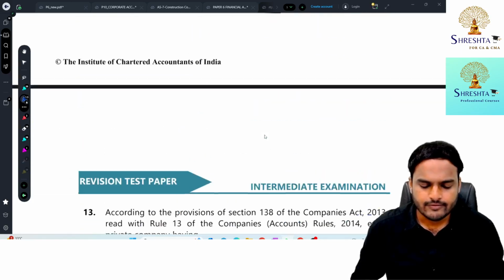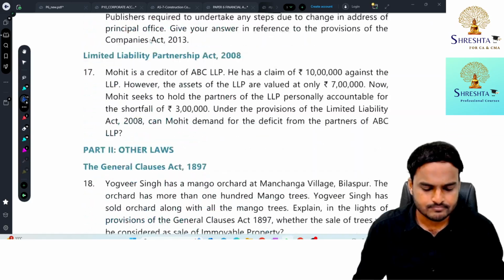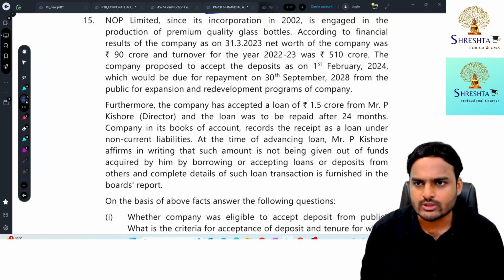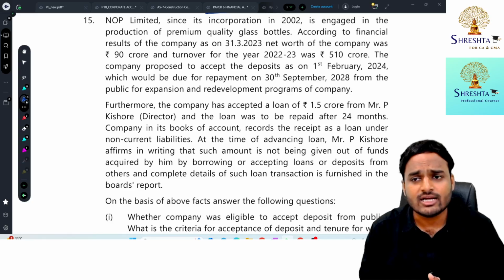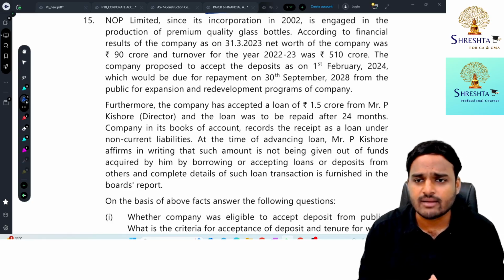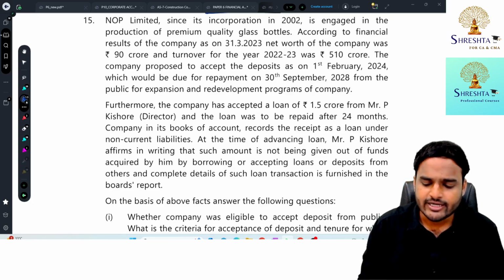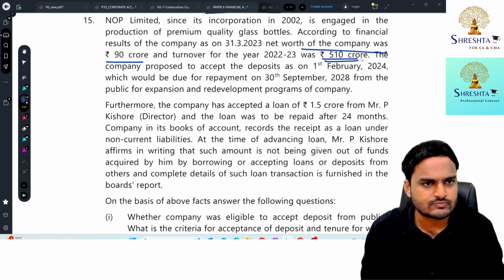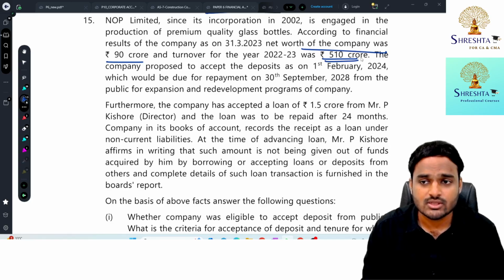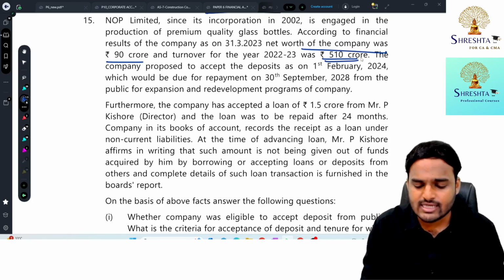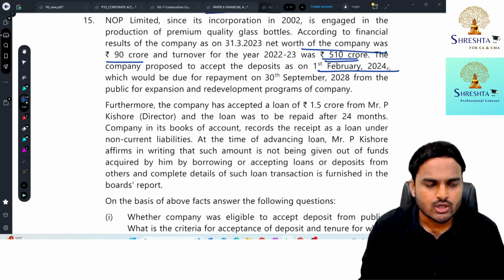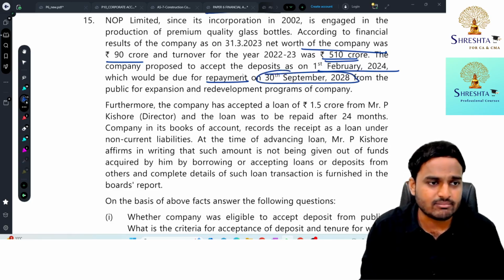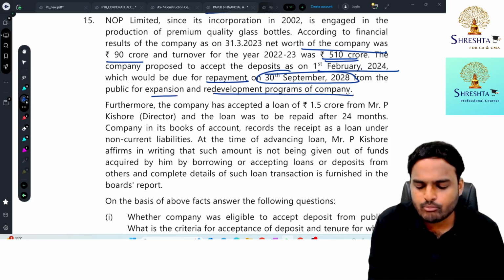Next, 15th question. NOP Limited, since its incorporation in 2002, is engaged in production of premium quality glass bottles. According to the financial results of the company as on 31st March 2023, net worth of the company was 90 crores and turnover was 510 crores. The company proposed to accept deposits as on 1st February 2024, which would be due for repayment on 30th September 2028, from the public for expansion and redevelopment programs of the company.